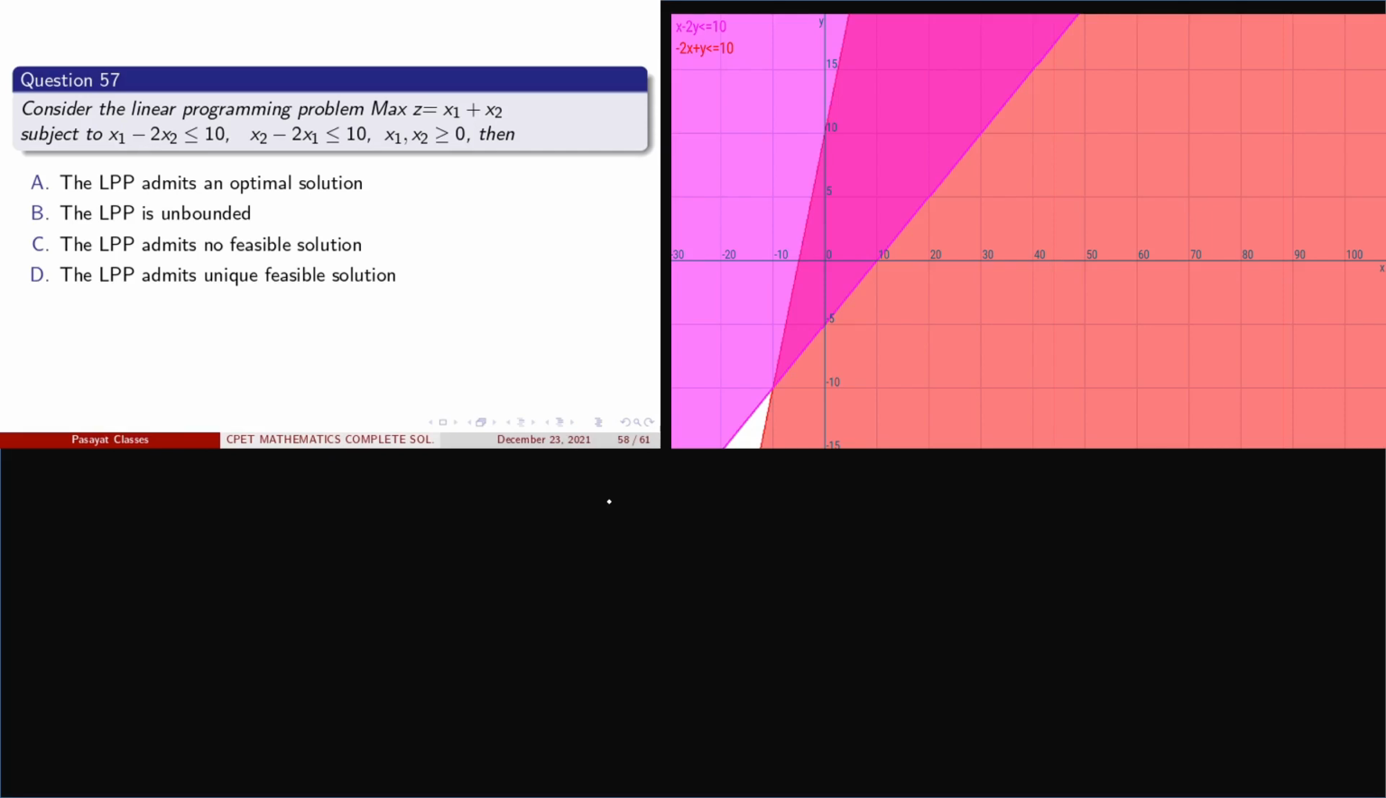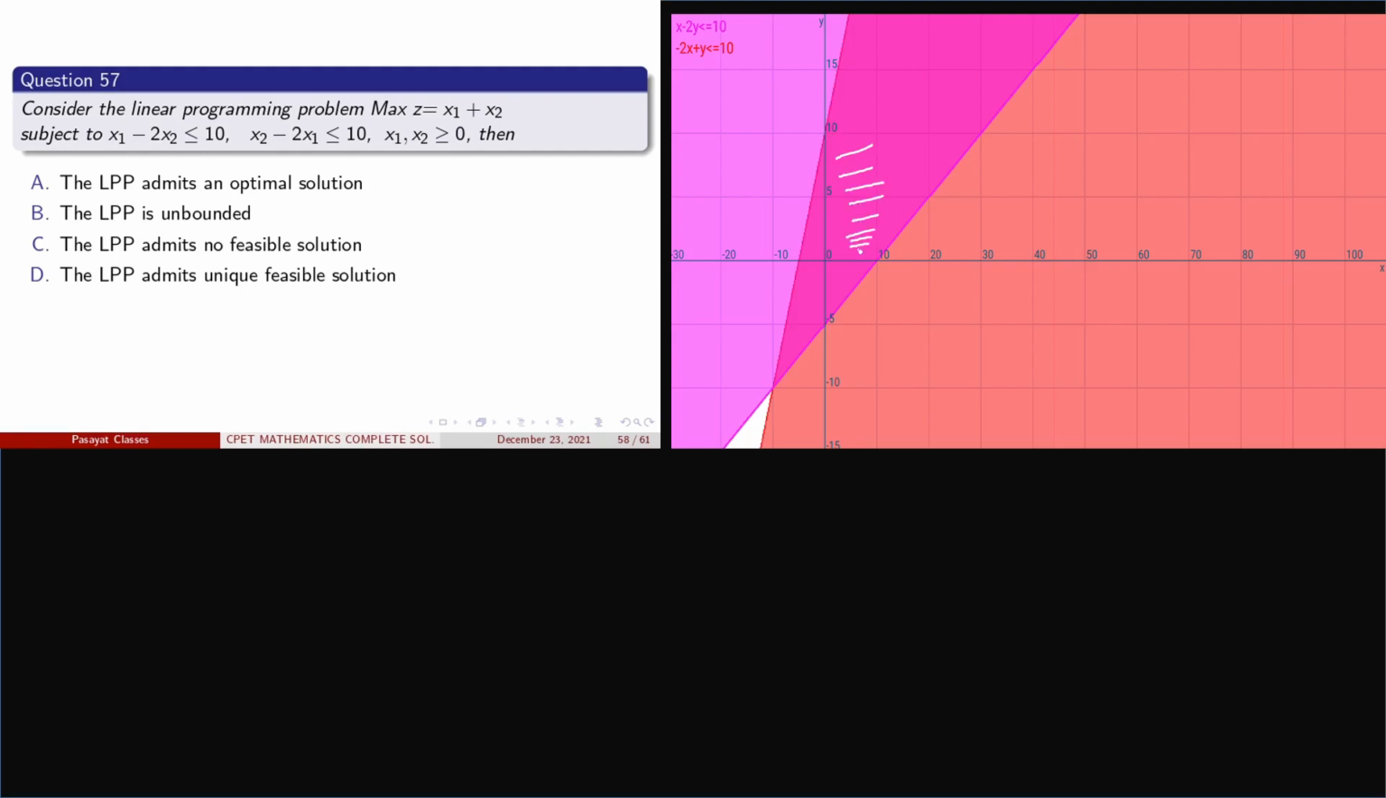Here observe that we have to solve the linear programming problem, and the problem is maximize z is equal to x1 plus x2 subject to the constraints x1 minus 2x2 less than or equal to 10, x2 minus 2x1 less than or equal to 10, and x1 and x2 greater than or equal to 0. Here observe that the feasible region is this region.